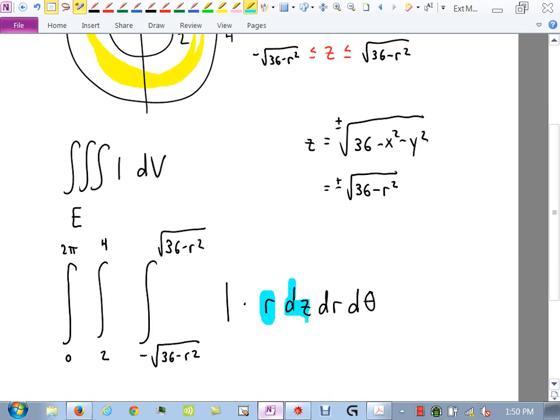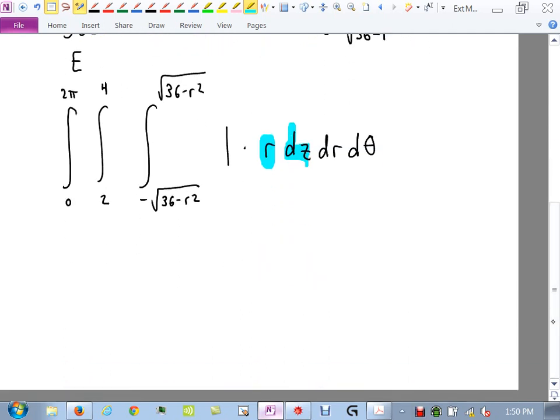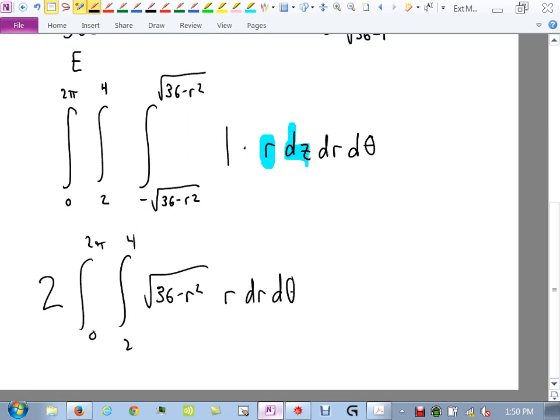Then you would have had to double it, yes. But you also could have done this problem as a double integral and just done it in polar. What would that have looked like as a double integral? Well, I would have gone 2 times 0 to 2 pi, 2 to 4, and then all I need is the top one. The top one is square root of 36 minus r squared. Then I have r dr d theta. That's what it would have looked like as a double integral.